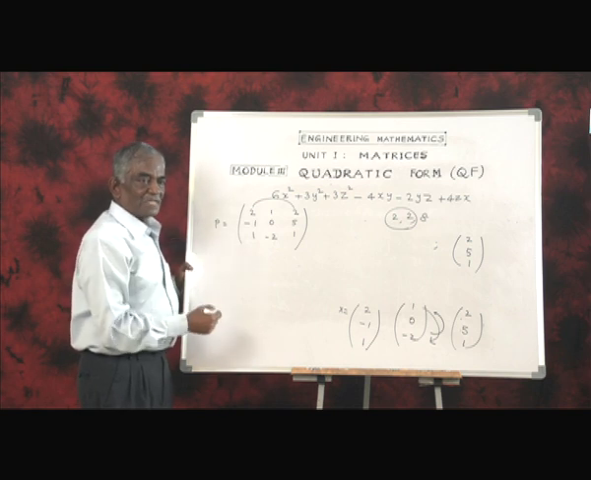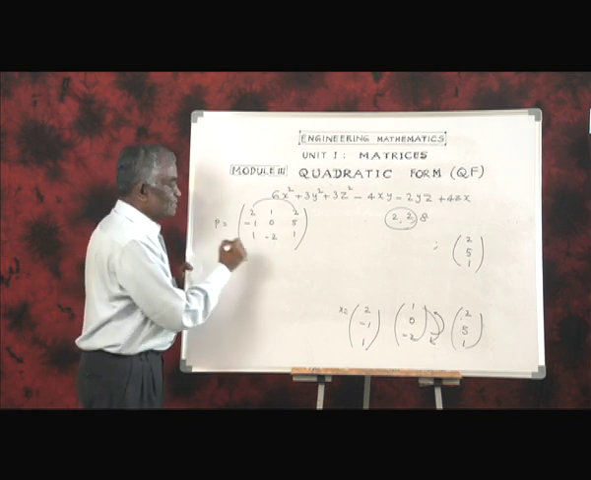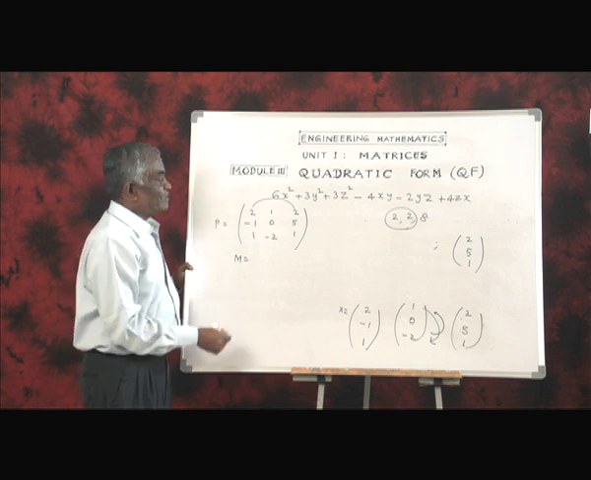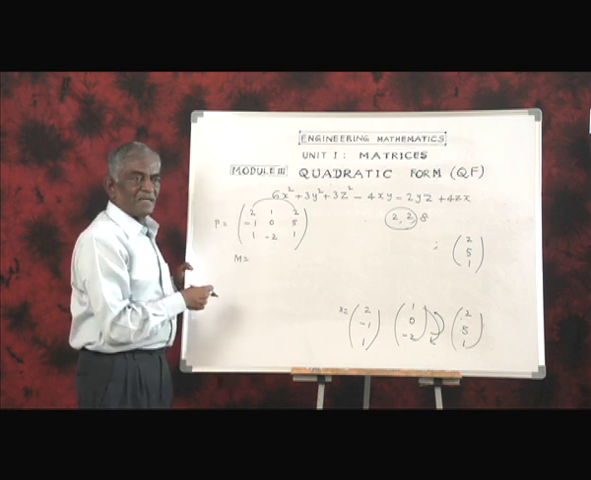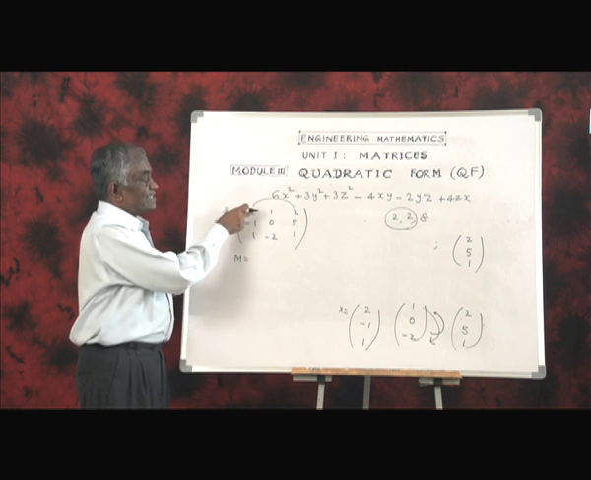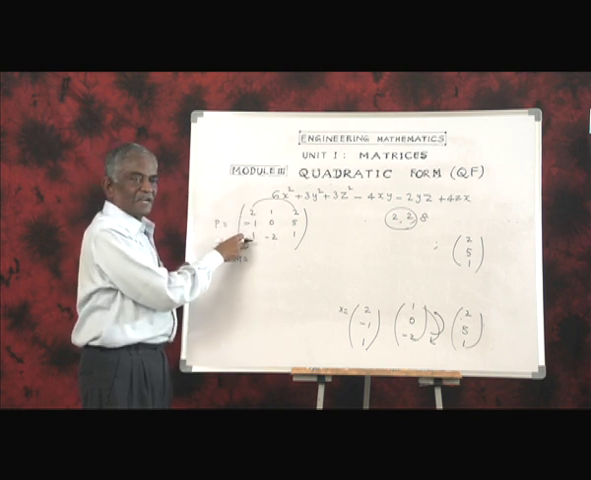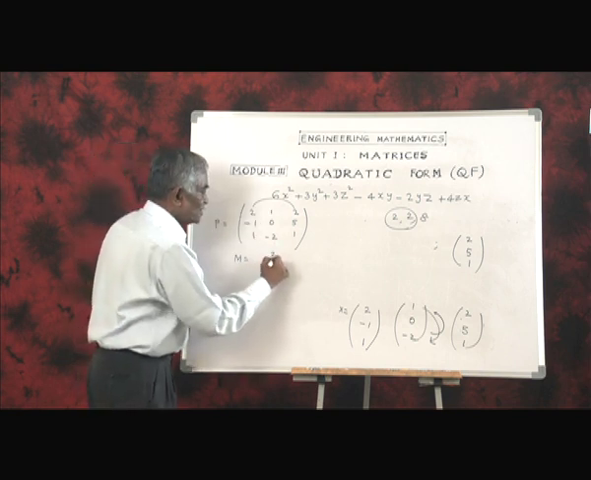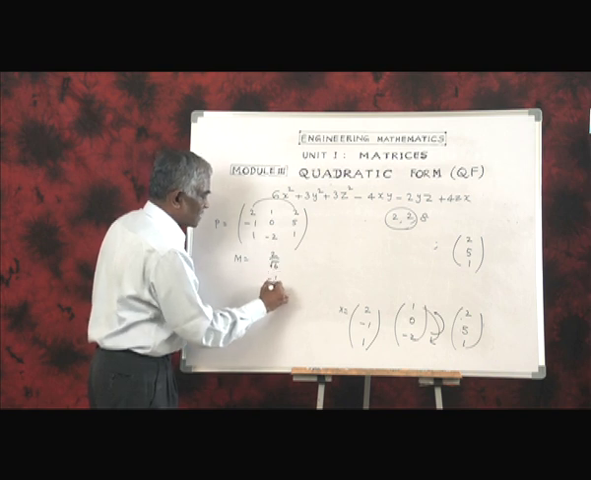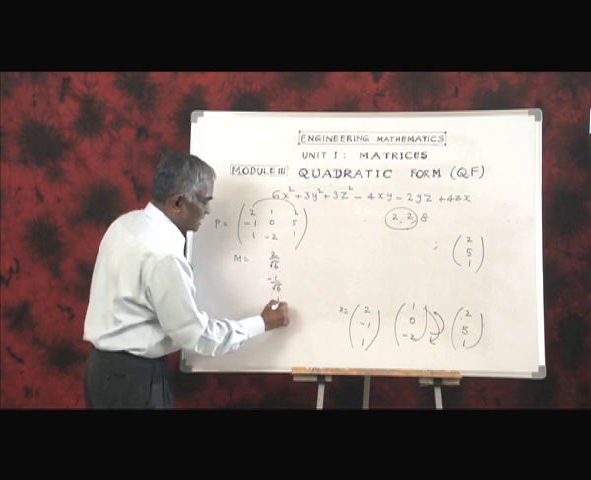Then as I explained in the last problem, the normalized modal matrix is obtained simply by dividing each one of the eigenvectors by the corresponding lengths. That means here 4 plus 1 plus 1, that is 6. So, divide by root 6. Therefore, 2 divided by root 6, minus 1 divided by root 6, 1 divided by root 6.